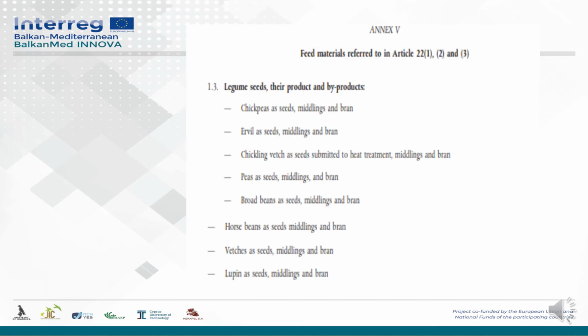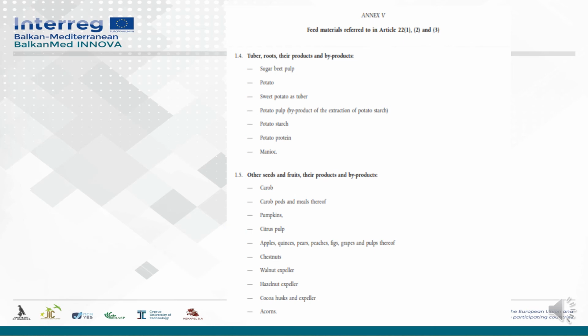The third group is legume seeds, their products and byproducts, like chickpeas as seeds, middlings and bran, ervil as seeds, middlings and bran, peas, broad beans, horse beans, vetches, lupine, with their respective forms, how they are allowed to be used.